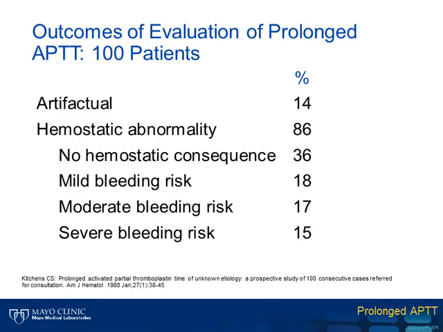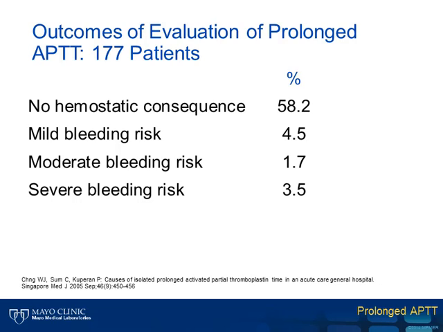This slide shows results of a study of consecutive outpatients evaluated for a prolonged APTT. A fair proportion were artifactual. For the subset with a coagulation abnormality, most were of no hemostatic consequence, for example, factor XII deficiency. The remaining reflected variable degrees of risk for bleeding. In a second study, which excluded patients with artifactual causes, most abnormalities were of no hemostatic consequence. The remaining reflected variable degrees of bleeding risk.